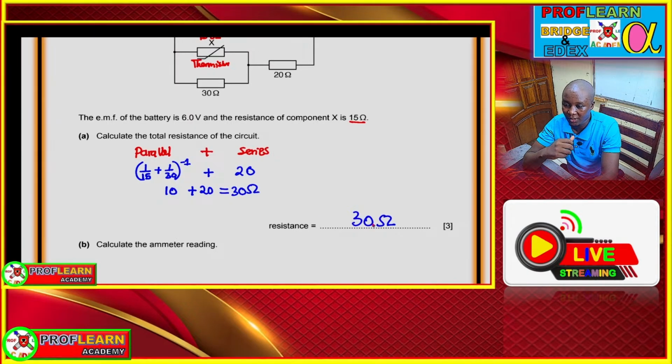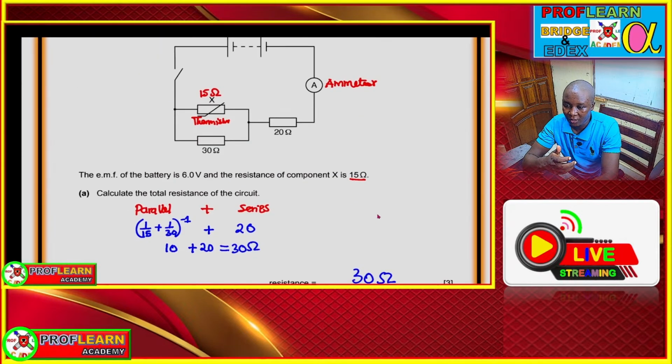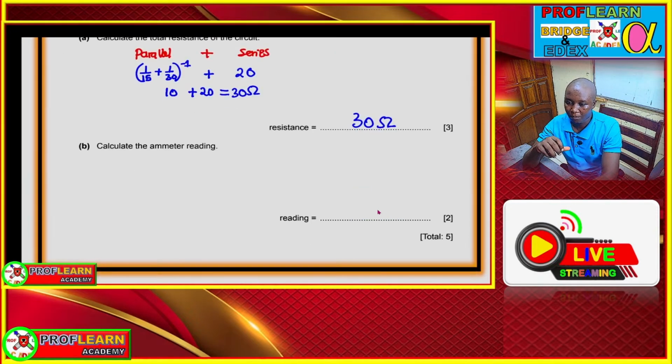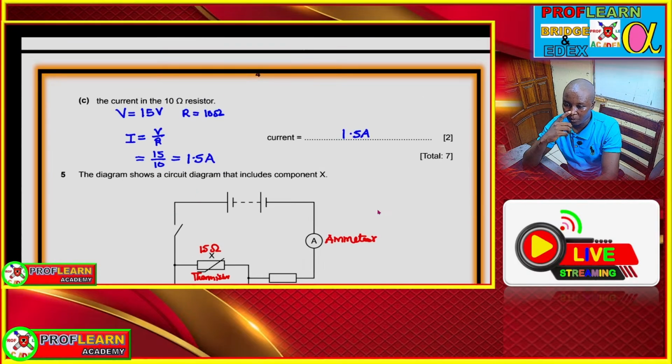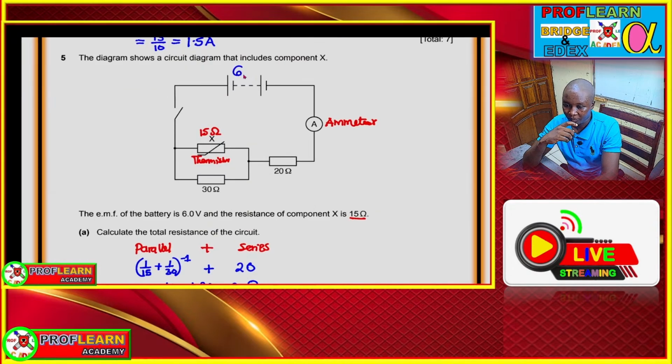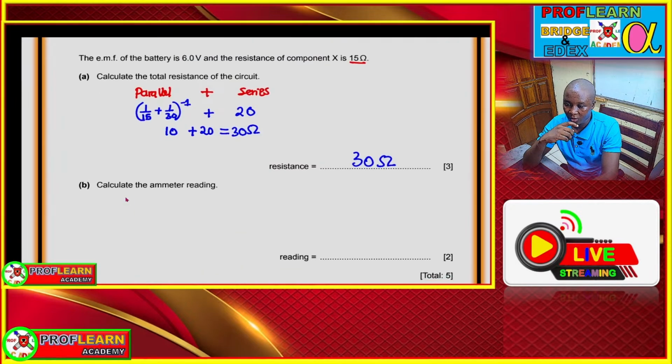That's the total resistance in this particular circuit. Now, to calculate the ammeter reading: the ammeter is going to read the total current flowing in this circuit. So we're going to use the total PD, which was 6 volts, and the total resistance, which is 30 ohms. So we can say current is 6 over 30, because current is voltage over resistance.